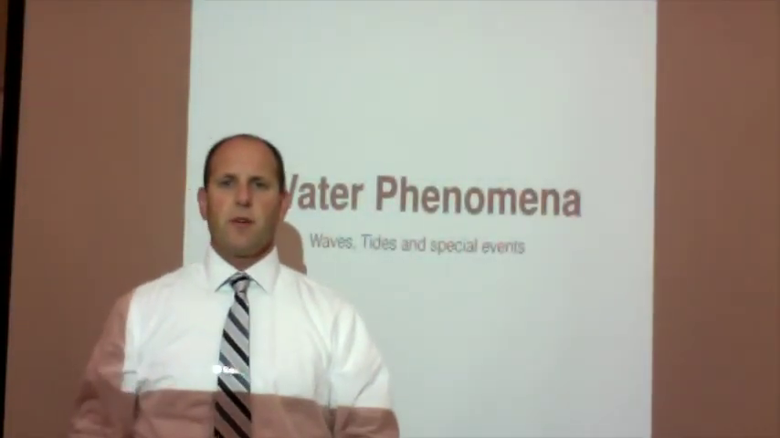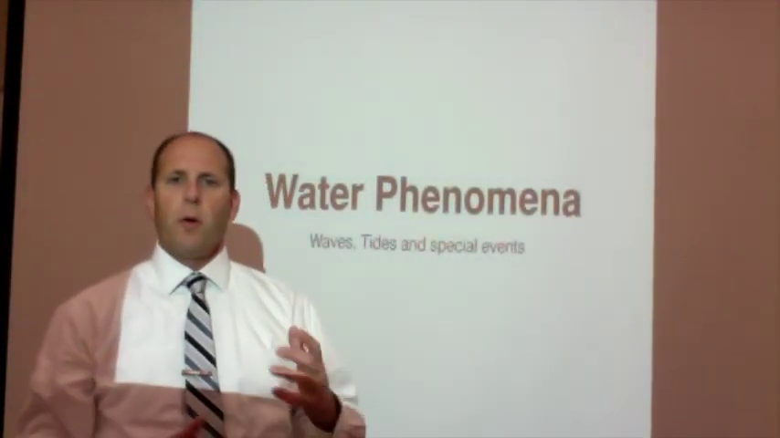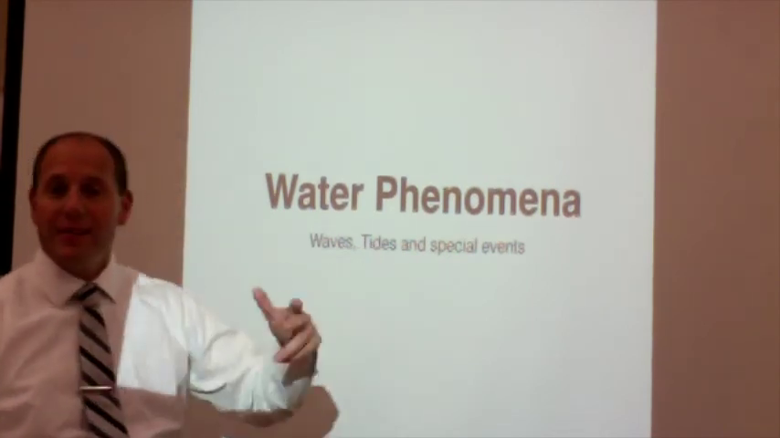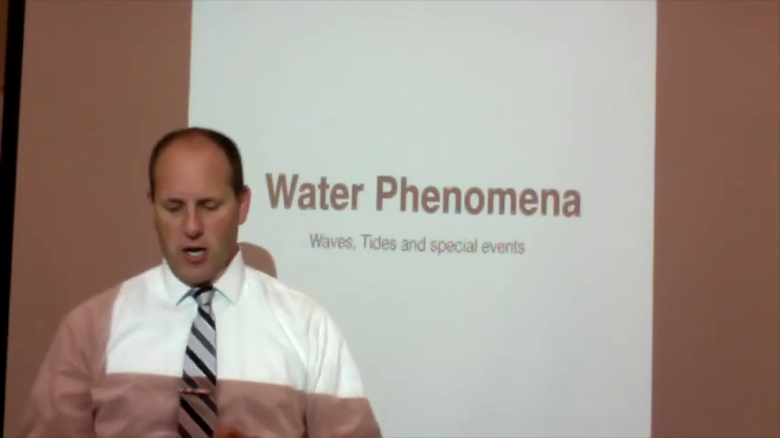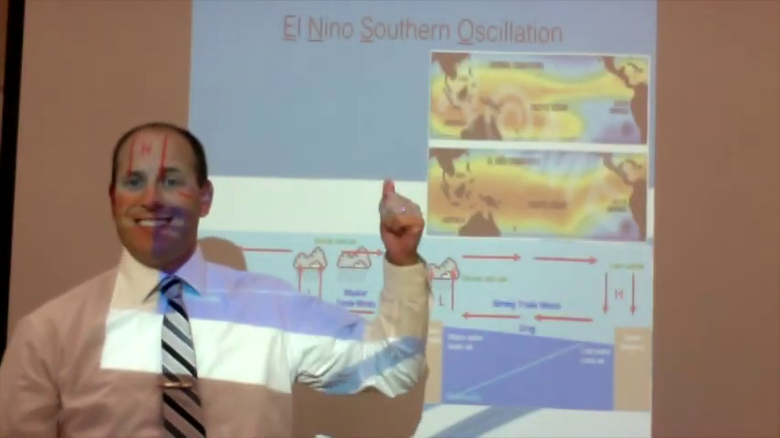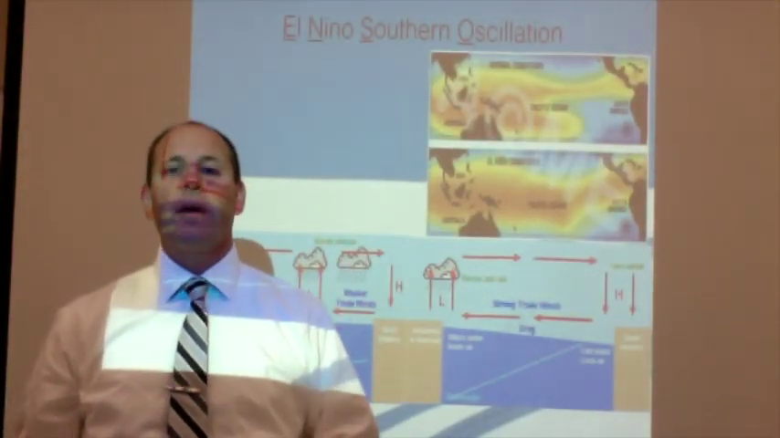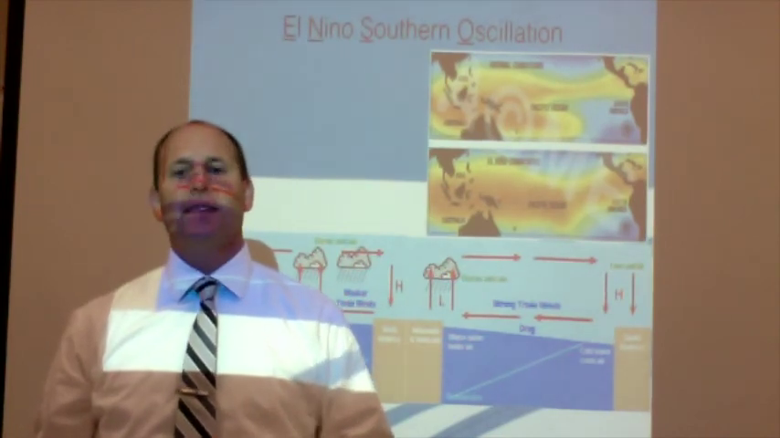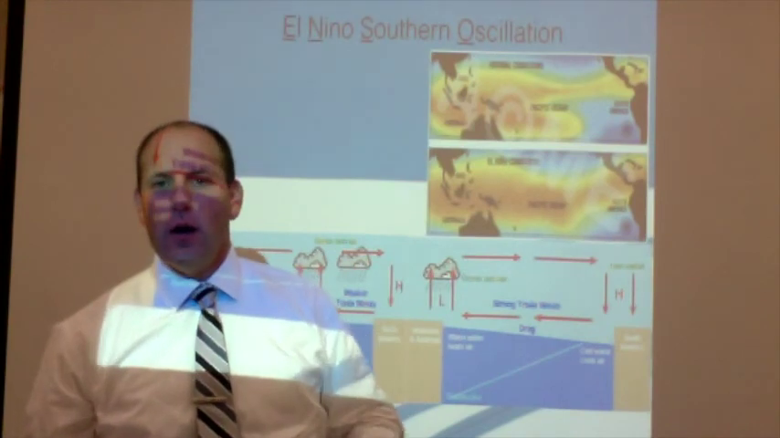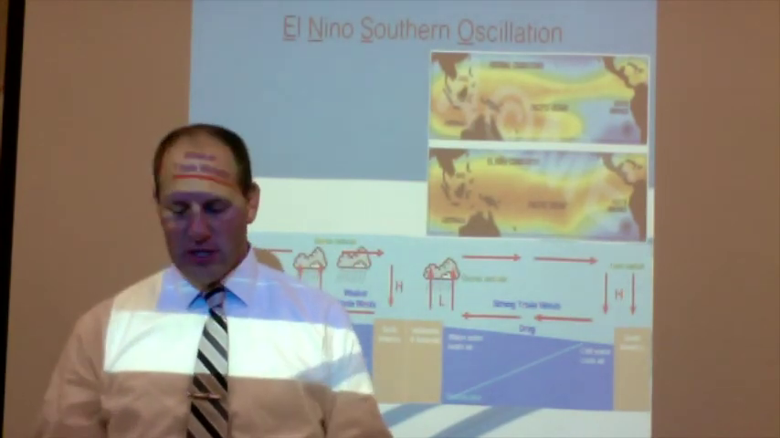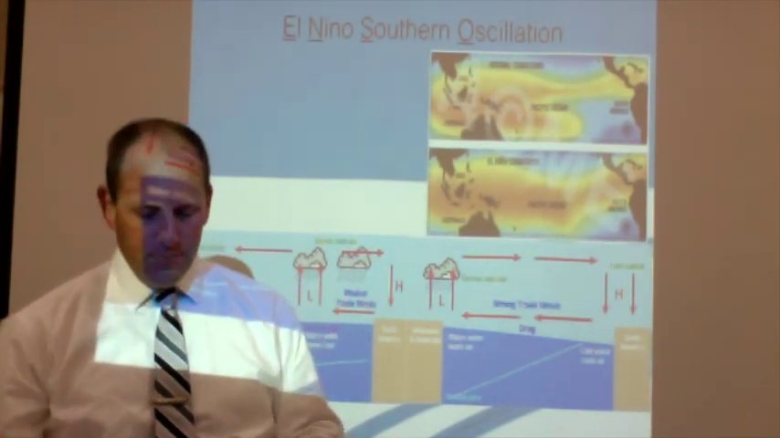All right, today's notes are going to be on water phenomena. What we're going to be looking at here are the waves and tides, but we're going to start first with a little bit of information on some special events. And that special event is what we call the El Nino Southern Oscillation, also known as ENSO, E-N-S-O, or for short, we just typically call it El Nino.